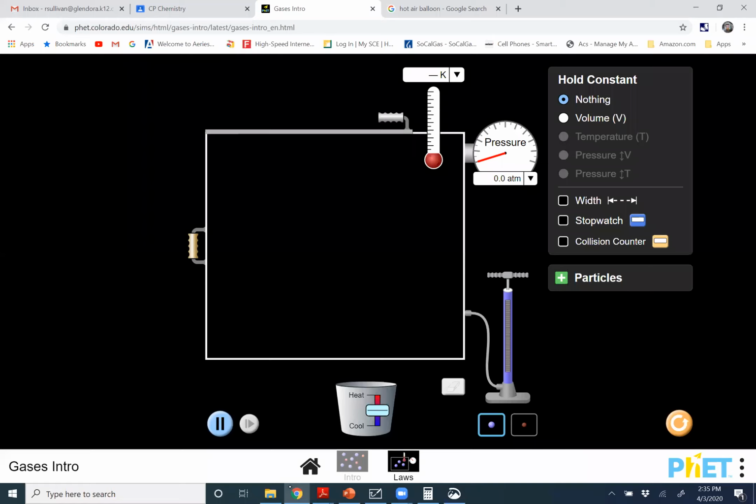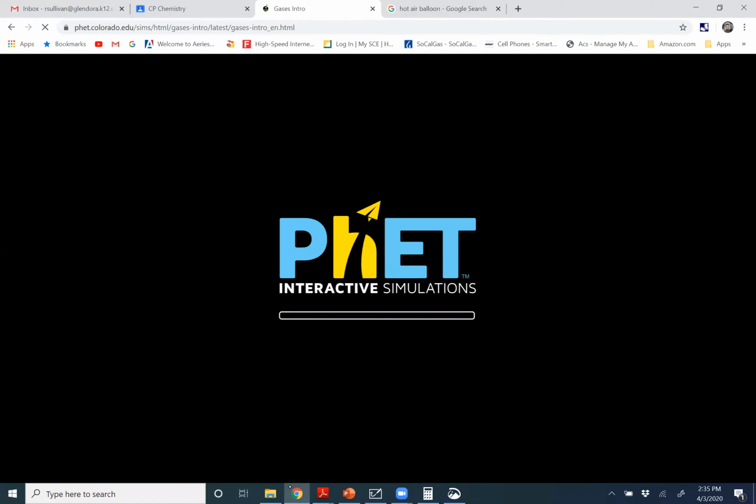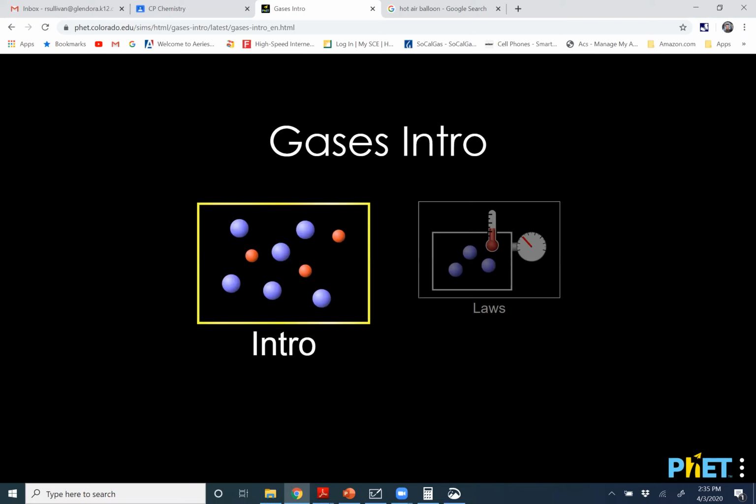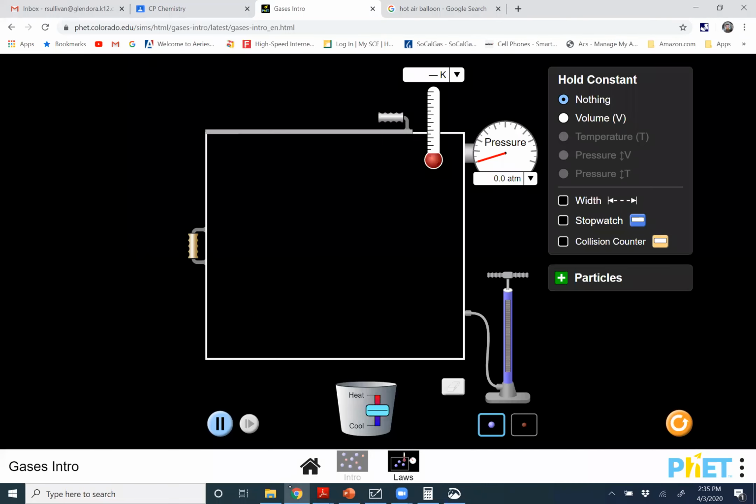Unfortunately for Charles, he wasn't very good at math. He was really just a financier of things, one of those types of aristocrats. And so what he wanted to do, it's not letting me. Let's reload our simulation here. Anyway, what Charles wanted to do is understand the relationship between the volume and temperature.